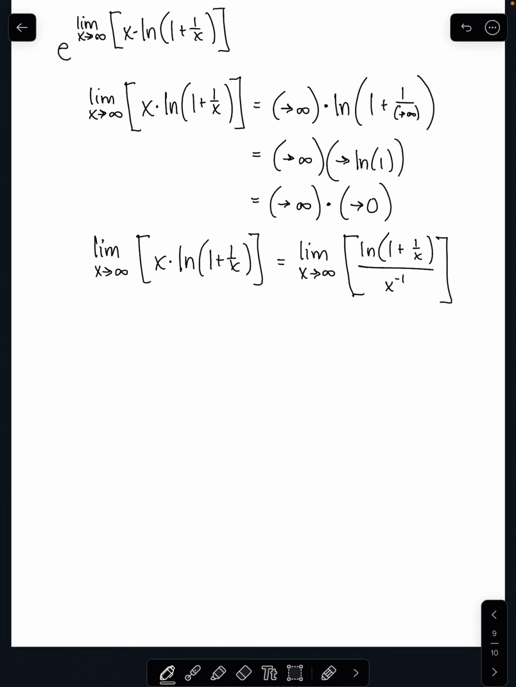This will now cause the direct substitution to result not in infinity times 0, but instead the numerator, still natural log of 1 plus 1 over x, will still approach 0, while the denominator now, as x approaches infinity, x to the negative 1 will actually approach 0 as well. So now we have rewritten this limit into a form that does allow us to use L'Hopital's rule.